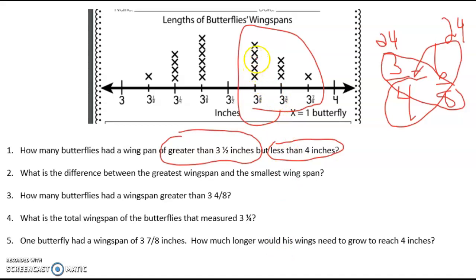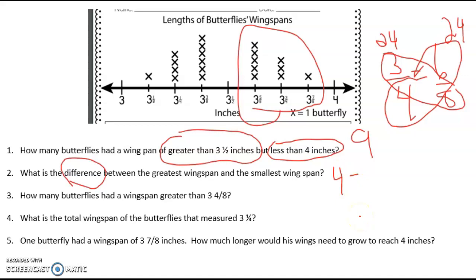9. One butterfly is 1x. All right, what is the difference, keyword, between the greatest wingspan and the smallest wingspan? We need to write what kind of an equation? We need to write a subtraction equation. We need to find the difference between the greatest wingspan.